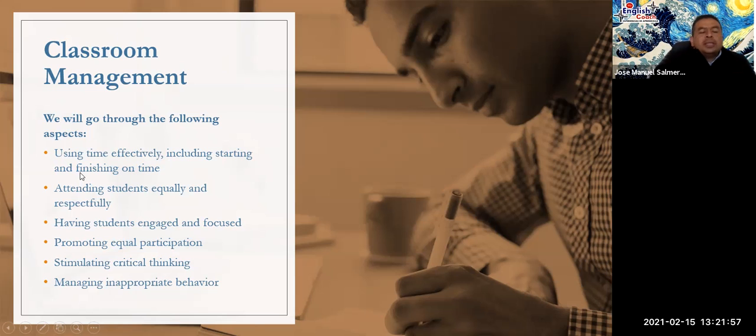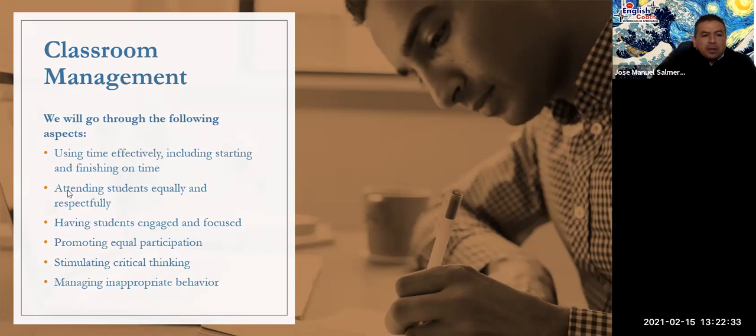The first one, using time effectively, including starting and finishing on time. Remember, we have 1 hour of classes, and this hour can become 3 hours if we don't plan or use our activities effectively, or it can become 20 minutes if we don't have skills separated on specific times, specific linked activities. So it's very important to use time effectively, how we start, how we finish, and the time we give to each of the steps of the class.